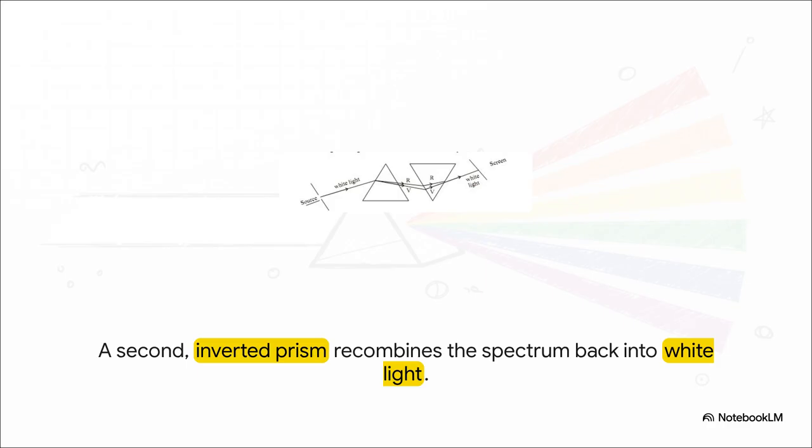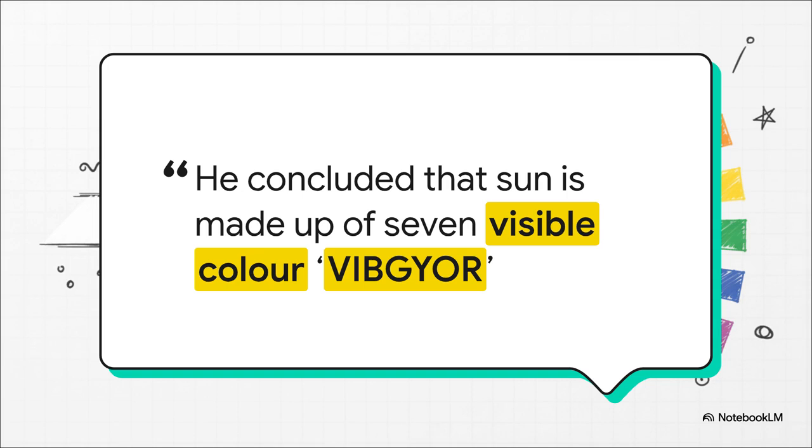As all the colors passed through the second prism, they recombined, and what came out the other side was a single beam of white light again. This was absolutely conclusive proof. So, this very clever experiment proved his theory without any doubt. Sir Isaac Newton concluded that sunlight, the very same light that appears white to our eyes, is actually a mixture of these 7 different colors, the colors of VIBGYOR. What a truly remarkable discovery that was.